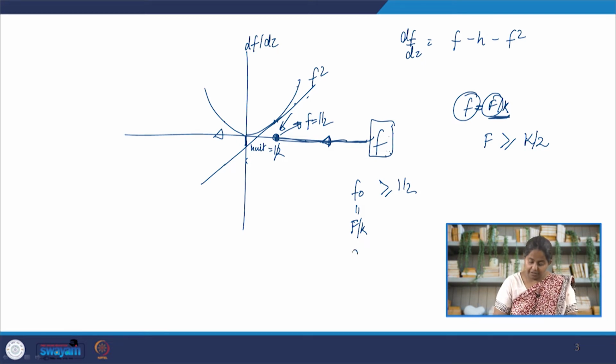However, if the f initial is less than half, if they are starting at a value less than half, then small f will keep on reducing until small f becomes 0, which means if we are starting with less than half of the carrying capacity and our h critical, our fishing rate, h divided by K r, is equal to half, then we will drive the fishes to extinction.